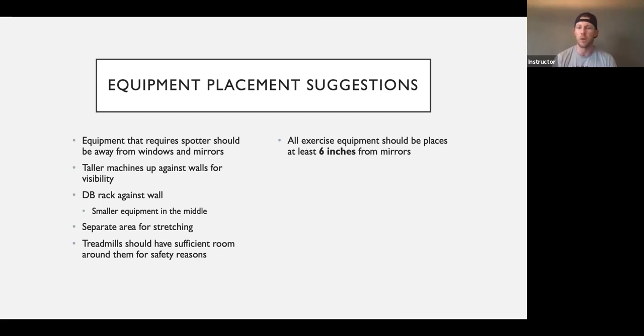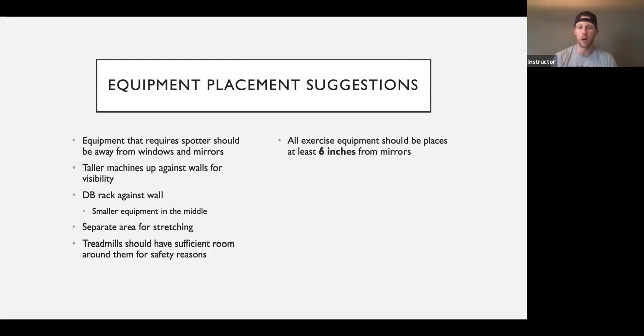Taller machines are usually up against the walls. You don't want them in the middle of your facility to block view. So again, the bigger, higher things, like a Versaclimber, the things that are taller, you don't want those right in the middle of your space blocking views.